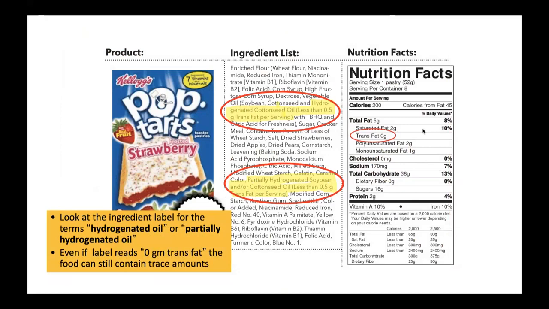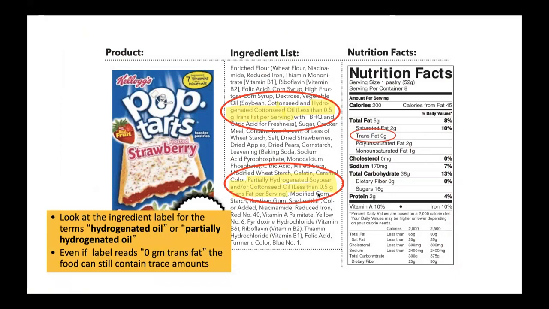Another way: most of the time, it's very hard to figure out trans fats from the nutrition facts label. So it's very important that you read the ingredient list. You can spot trans fat by looking for the ingredient referred to as partially hydrogenated oil. You can see hydrogenated cottonseed oil, partially hydrogenated soybean oil, less than 0.5 gram.